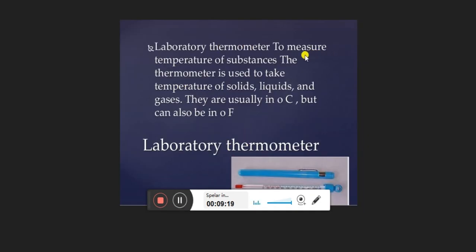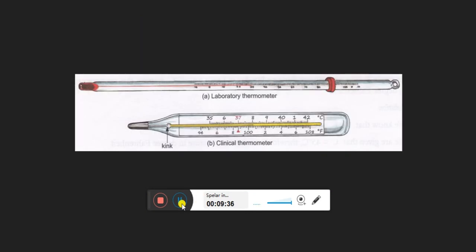Now, what is the laboratory thermometer? A laboratory thermometer is used to measure the temperature of substances present in the lab, the chemistry lab especially, and they can be in any form, solid, liquid, or gaseous, and they measure in degrees Celsius or degrees Fahrenheit. There's a difference between the laboratory thermometer and the clinical thermometer. First, I have told you about this kink. The kink is present in the clinical thermometer, but the laboratory thermometer doesn't need any kink. The mercury will slowly and gradually come down.